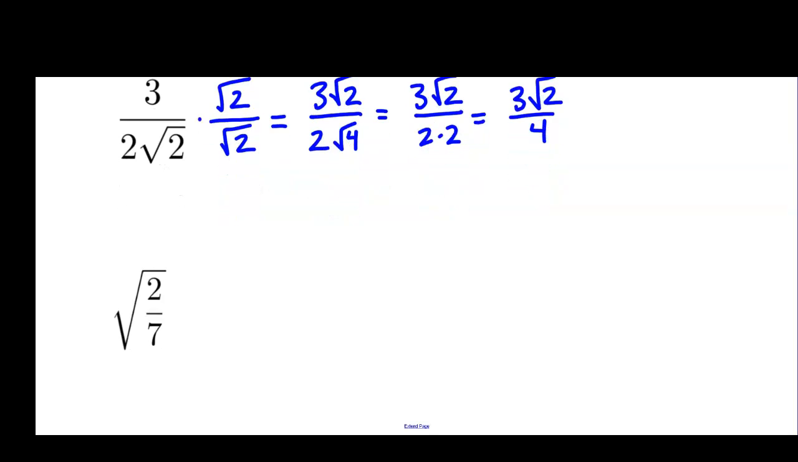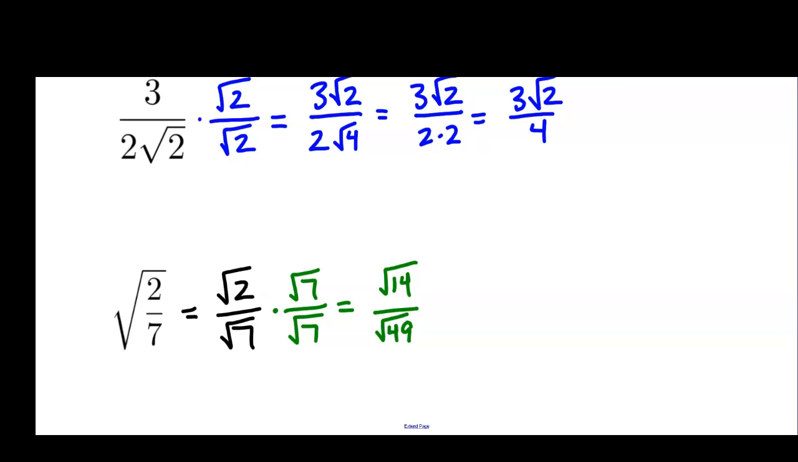Next, we have the square root of a fraction. As we looked at in the previous video, the first thing we want to do is rewrite this as square root of 2 over square root of 7. Now we have to go through the process of rationalizing the denominator. So we can multiply by the square root of 7 in the numerator and the denominator. That's going to give us square root of 14 in the numerator. We multiply the radicands and that product stays under the radical, over the square root of 49, which gives us square root of 14 over 7.